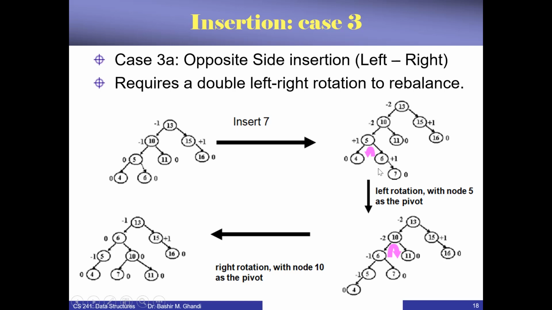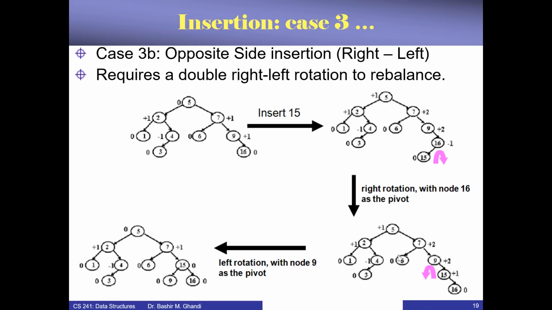If 6 has a left child, it becomes the right of 5, but in this case it doesn't. So no issue, just move 6 up and 5 will be on its left. So this is step number 1. Now we do the right rotation on the 10 itself. Rotate 10 to the right. This is what we will see in the next slide.